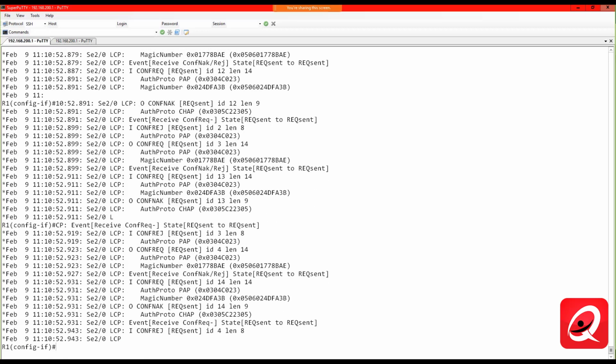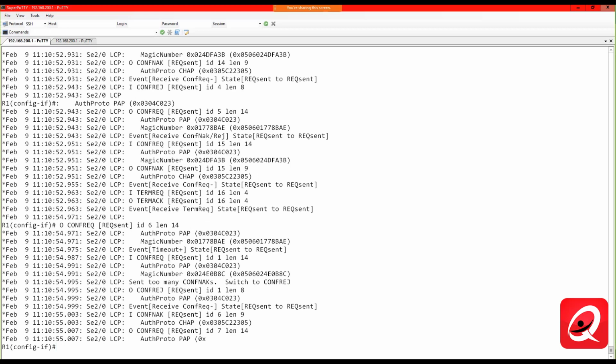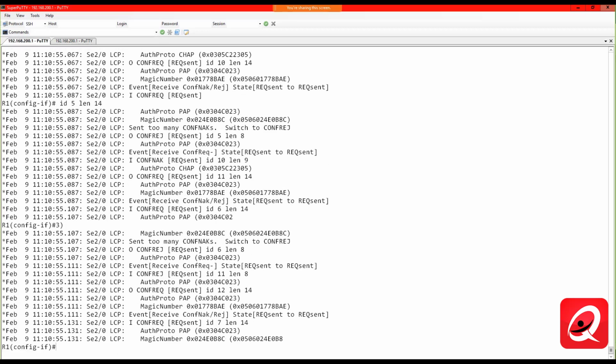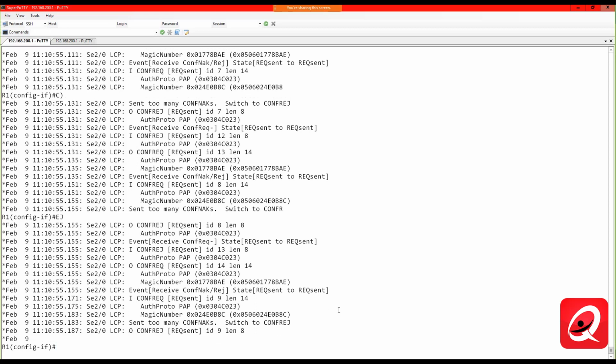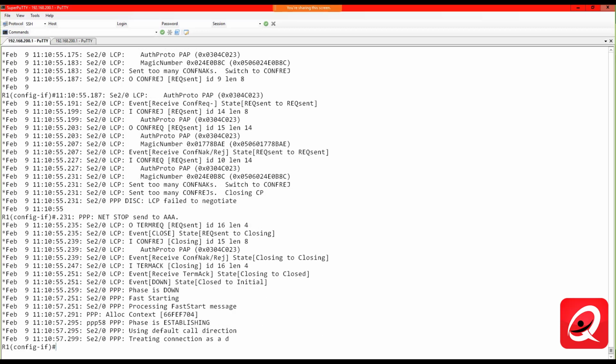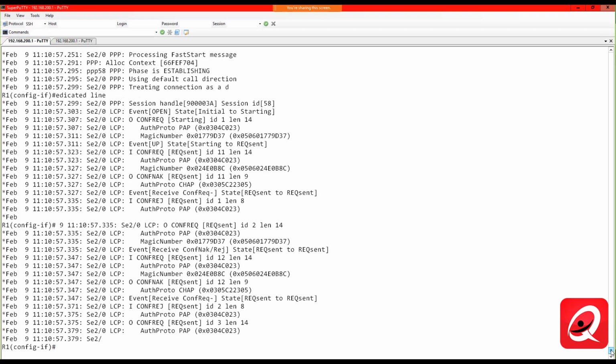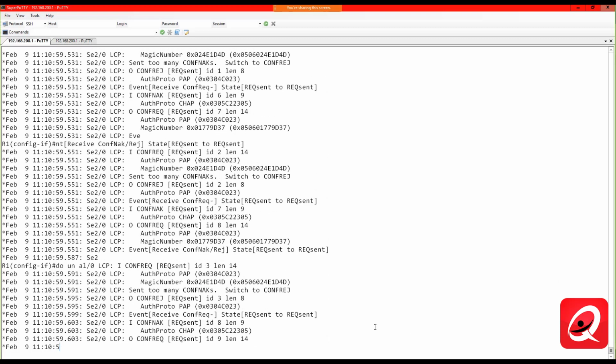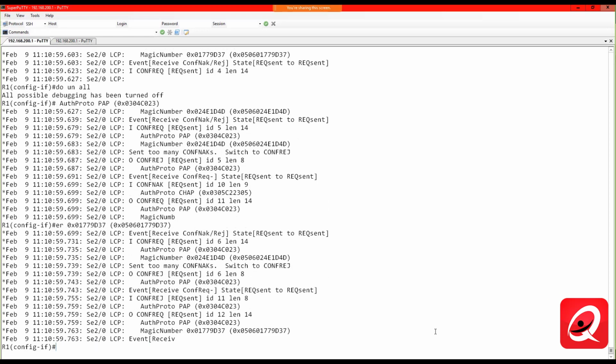You'll notice that the link status is still going to be down because we're requiring password authentication, but we haven't actually identified password authentication. If I scroll back up here and take a look, it's still going through the process. Let me make sure I turn that off. Undebug all.